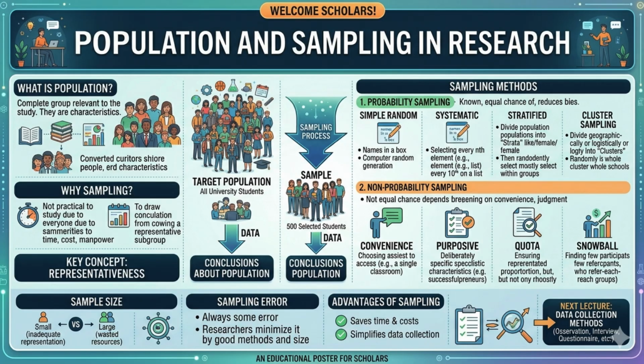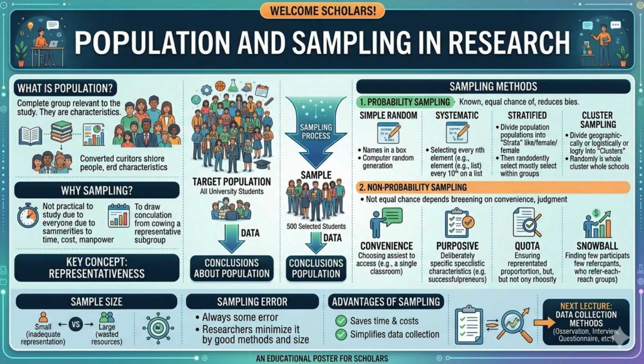In this method, every member of the population has an equal chance of selection. Imagine placing the names of all students in a box and randomly drawing names. Each student has the same probability of being chosen. Today, researchers often use computer-generated random numbers instead of manual selection.